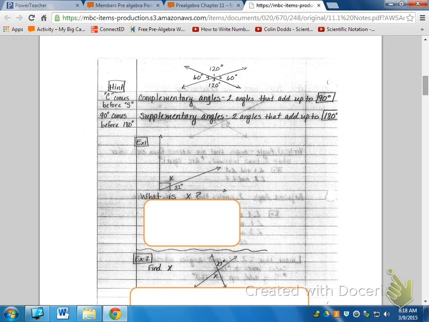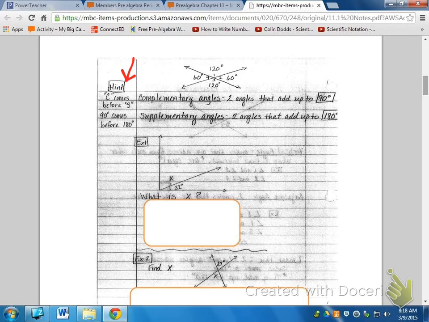Two other types of special pairs. They kind of go hand in hand because they are extremely similar. One major difference is the angle degree that they add up to, but you have complementary angles and supplementary angles. And I have a little trick here for you at the beginning to help you remember. Complementary angles are two angles that add up to 90, where supplementary adds up to 180.